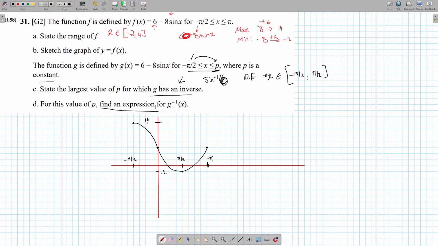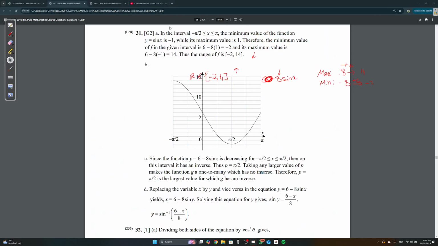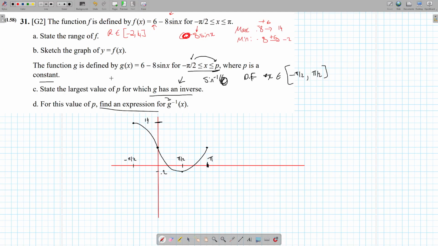For this value of p, find an expression for g inverse x. So this is actually interesting, and I had to read the solution to remind me. I knew how to do it, but I wasn't sure. Does this really work with trigonometry? But apparently it does. So our original one, 6 minus 8 sine x, yeah?